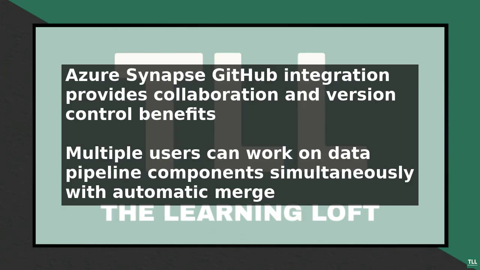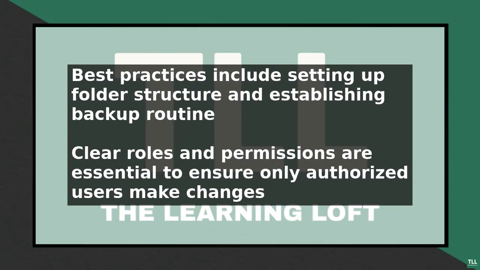Best practices for using Azure Synapse GitHub integration include setting up a clear and consistent folder structure, using meaningful commit messages, and establishing a regular backup routine. It is also important to establish clear roles and permissions to ensure that only authorized users can make changes to your data pipeline.